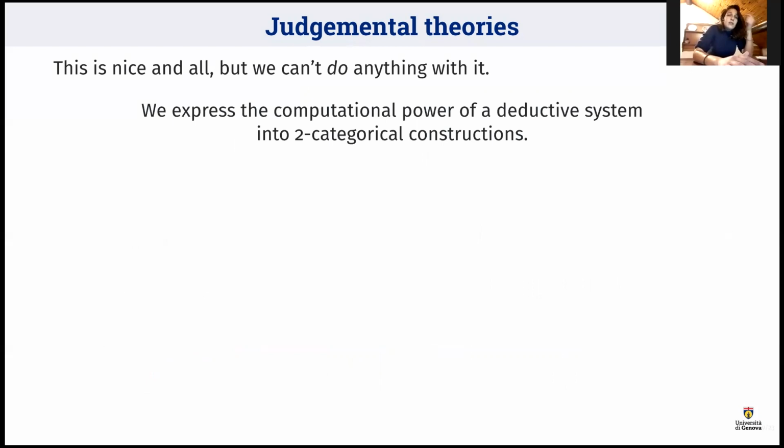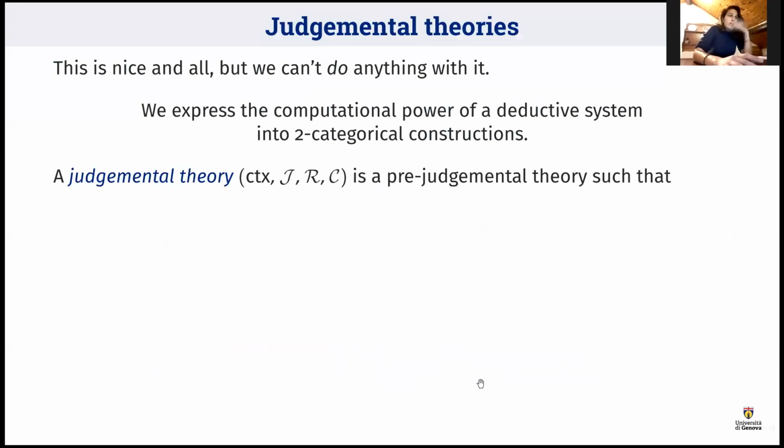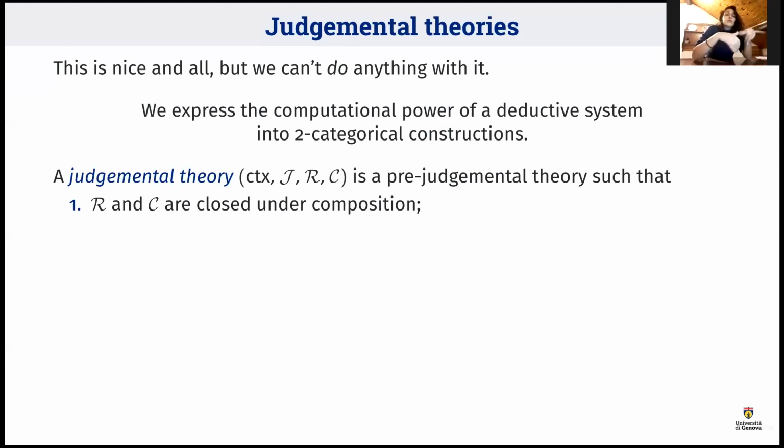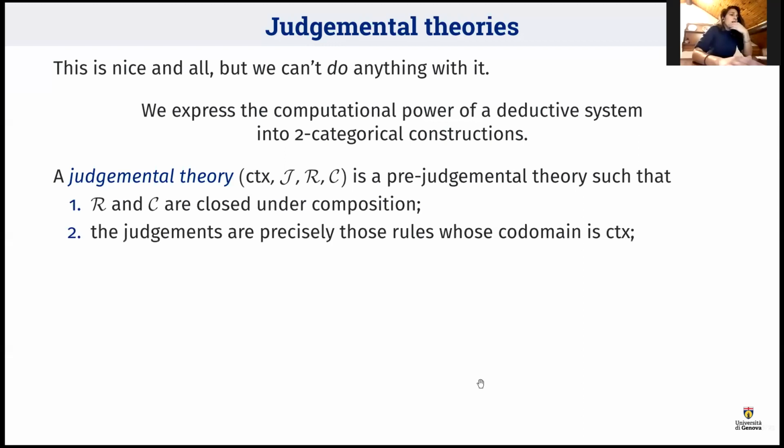The interesting part of this theory is that we can express the computational power of a deductive system in two categorical constructions. And this is what brings me to the second definition of the day. I will say that a judgmental theory is a pre-judgmental theory such that R and C are closed under composition. As you wish, you might want to compose rules, and the same goes for the coherence data that is contained in cuts.